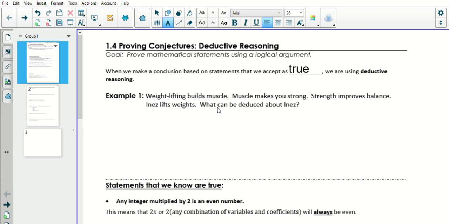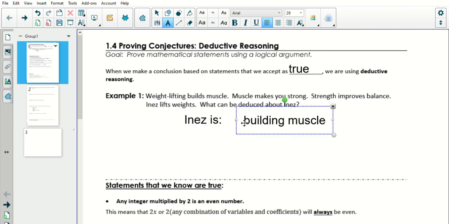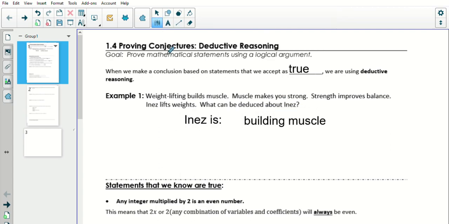Well, if we think of Inez as a weightlifter, generally we can probably say that Inez is, and I'm going to put a colon there, usually could be probably these things. Inez is probably building muscle. Okay, and we can say that because that statement right here tells us so, right? Inez is working out and therefore is probably building muscle.